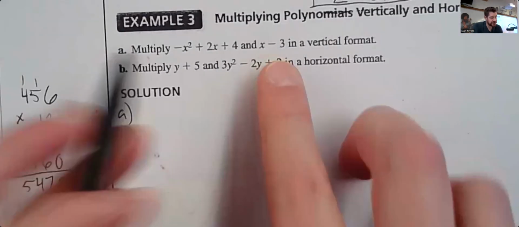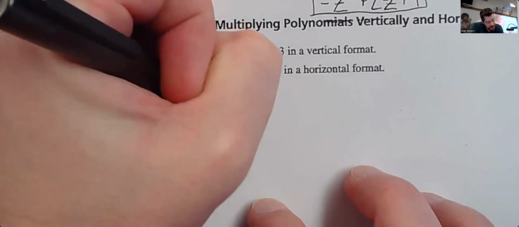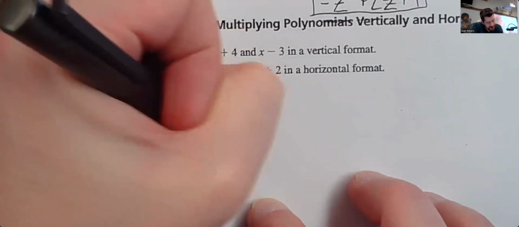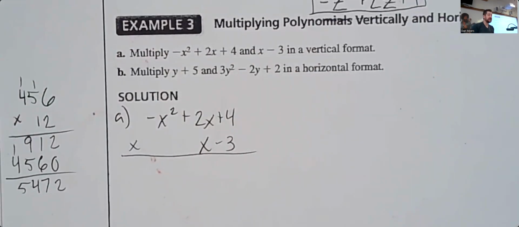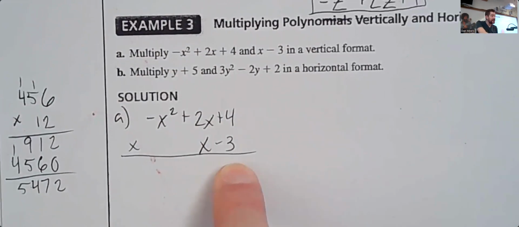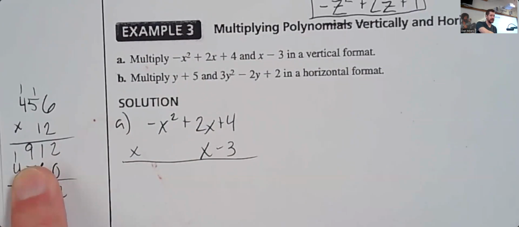We're multiplying these two together. So we got the opposite of x squared plus 2x plus 4 times x minus 3. All right. And we're going to do this just like we did a minute ago. So we start by multiplying from the constant row, and then we multiply from the linear row, which is kind of like multiplying from the ones place and then multiplying from the tens place.